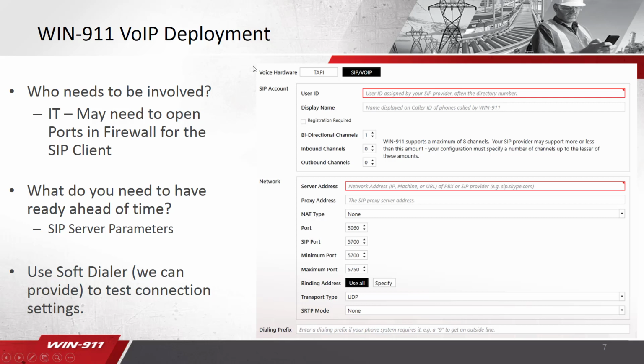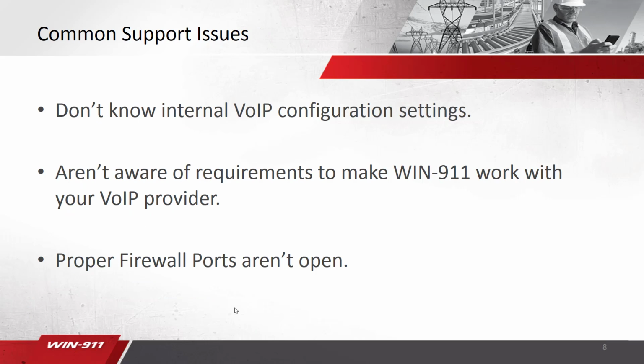I took a screenshot of our configuration page for VoIP. On the right here, you can see all the things that ahead of time you'll need to know and have ready to put in there. Things like your user ID, how many inbound and outbound channels you want, the server and proxy address, the NAT type, and so on. Feel free to bookmark this or pause it here to see what you'll need ahead of time. If you have these things ready, that'll make your deployment that much more straightforward.